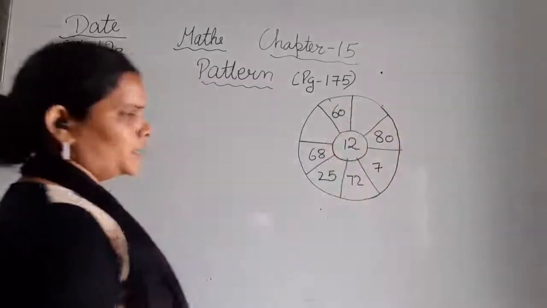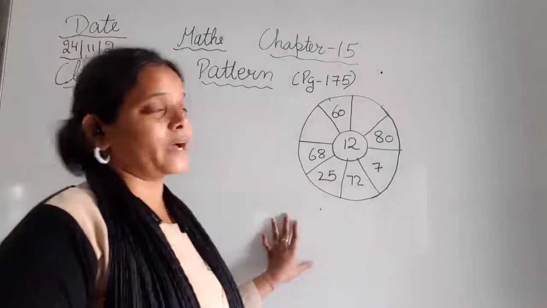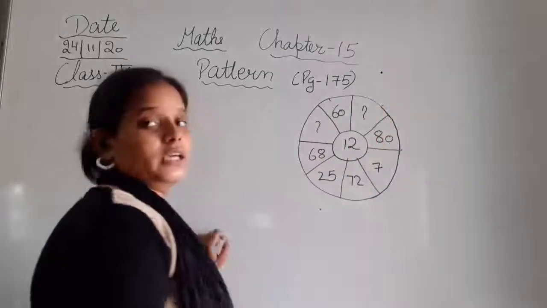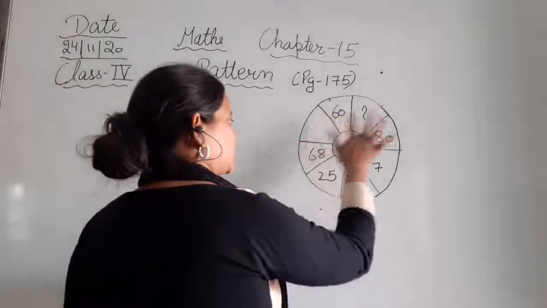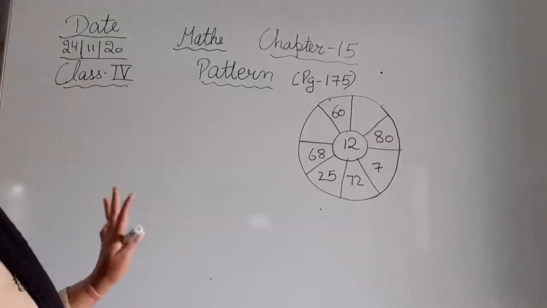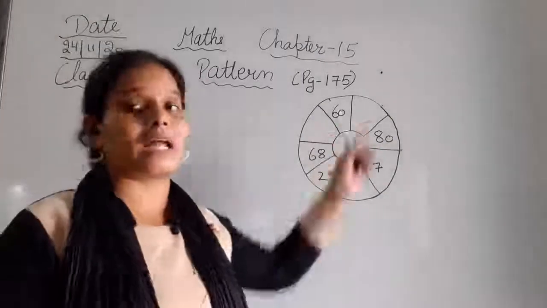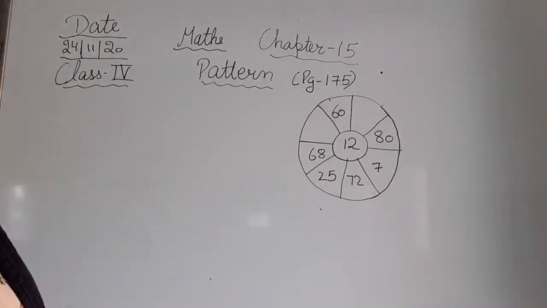देखिए हमारे पास ये pattern already given in the book. And you have to find out these two. आपको ये दोनों जो empty places हैं इनको आपको ढूंढना है. So you have to find out these two empty places. What will come in these two empty places by following the pattern? That we have to find out.